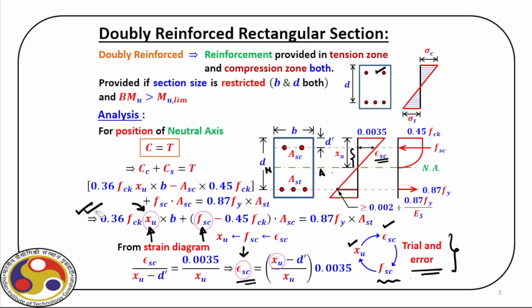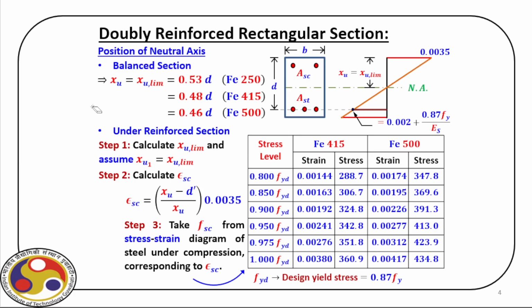The same way we balance compression with tension, but because we have steel in the compression zone, we have additional components on the compression side. Now, you can recall from our previous discussion, for a balanced, under-reinforced section, we have evaluated XU limit. That depends on the grade of steel: for 250 grade steel it is 0.53D, and for 500 it is 0.46D.